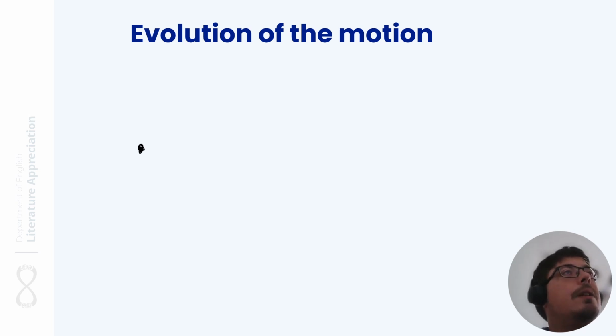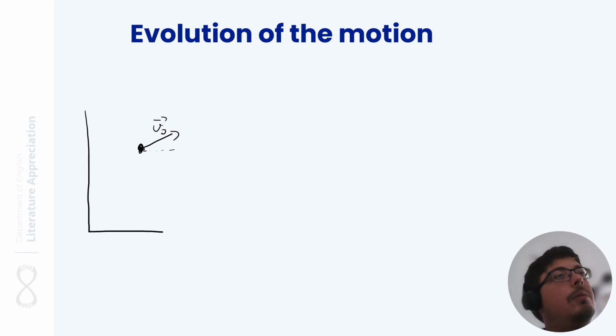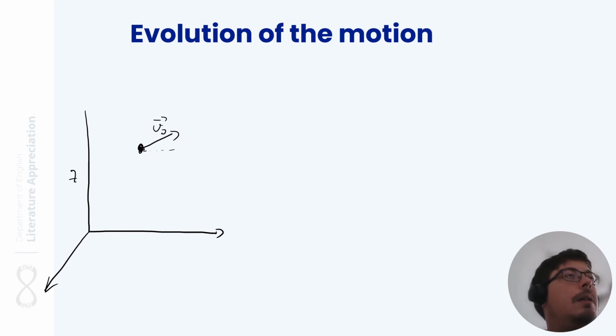Which has an initial velocity v0 at some angle with respect to a coordinate system. The coordinate system is 2D at the moment. So we have z, this can be x, and this can be y.